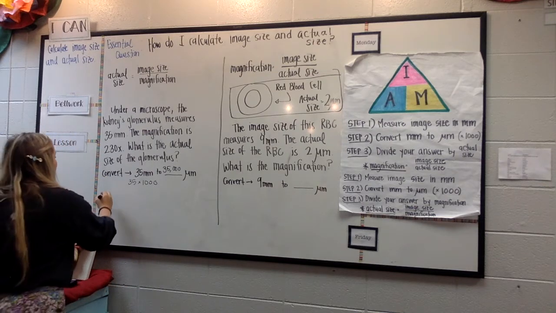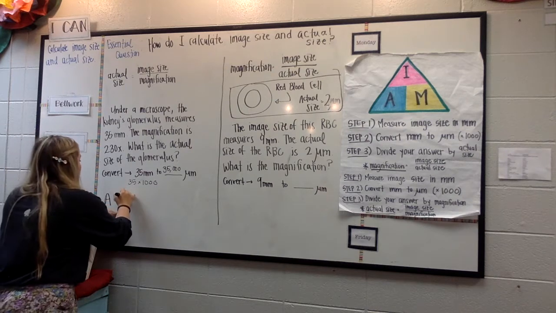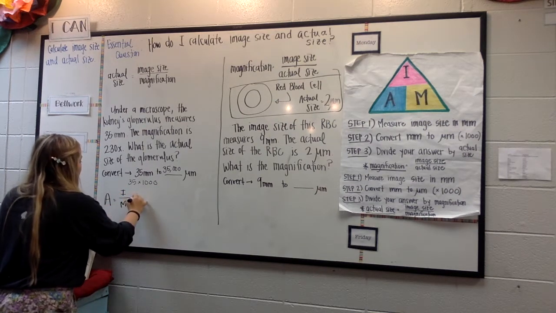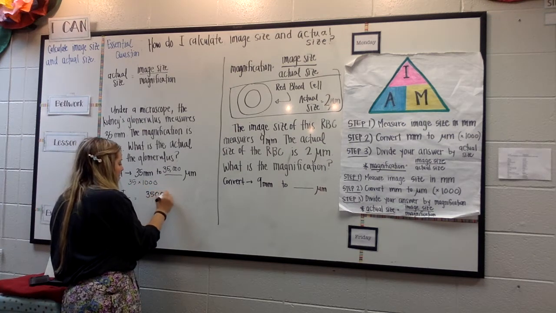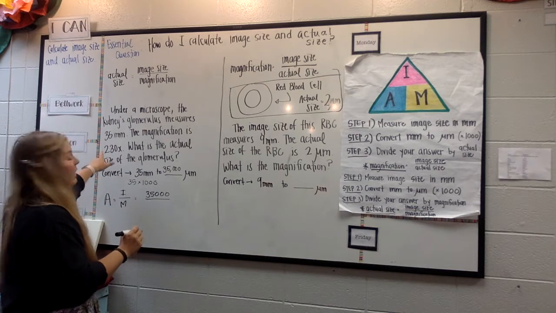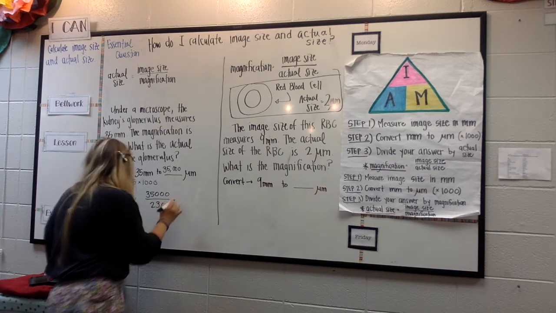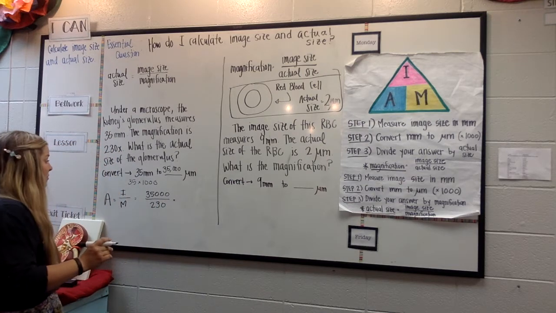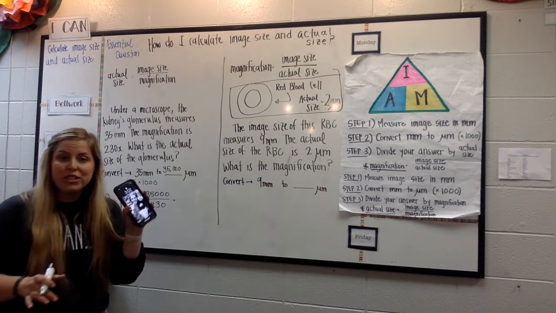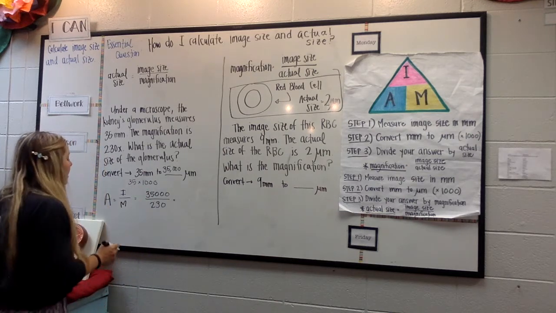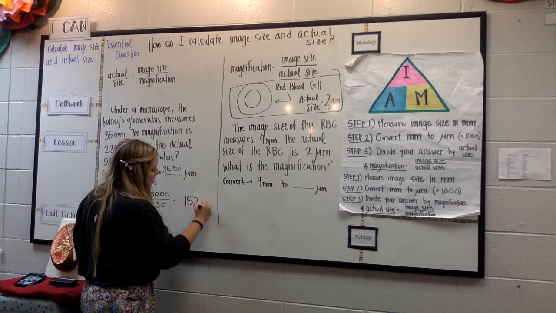Now, let's solve for our actual size. And I'm just going to use an A for actual size. That's going to be image size over magnification. So if we have our image size, which we converted to micrometers, we have 35,000 divided by our magnification, and that was 230. Okay? Now, if you have a calculator, this is where you would get it out and do some calculations. If you're working at home, your cell phone should have a calculator on it. I've already done my calculation, and that's going to be 152 micrometers.